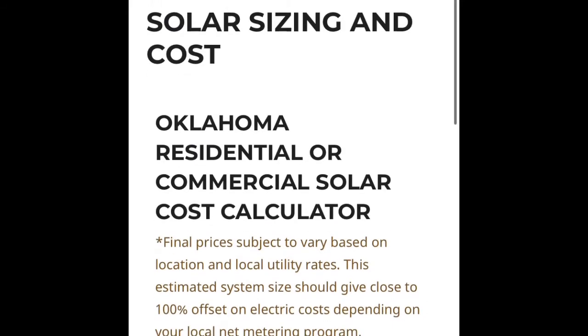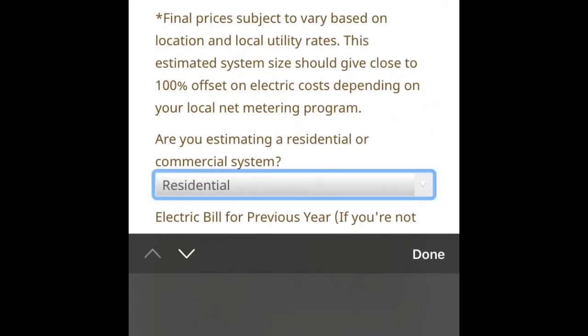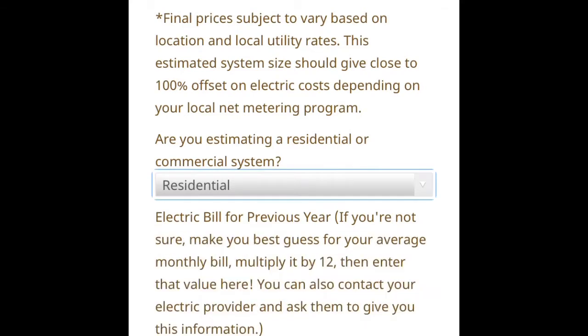The solar sizing and cost calculator. There's only 3 options that you can pick from right now: residential or commercial from 25 to 100 kilowatts, or commercial from 100 plus kilowatts. For the smaller systems, obviously going to be a little bit more expensive, and once you get to the bigger systems, you can actually save on the cost per kilowatt, or cost per watt, because of economies of scale.